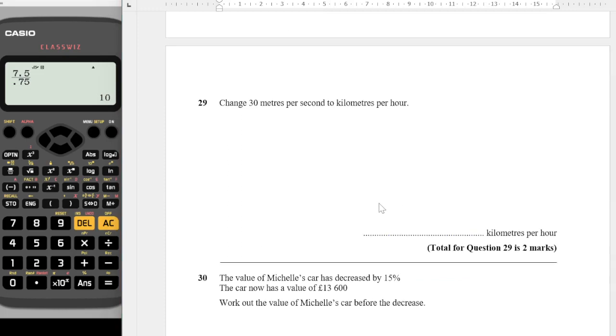Okay, question 29. Change 20 meters per second into kilometers per hour. Okay, I like to do it like this. So 1 meter per second. If I wanted to convert that into kilometers per hour, meters to kilometers, I would need to divide by 1,000. And then 1 divided by 1,000 is kilometers per second.